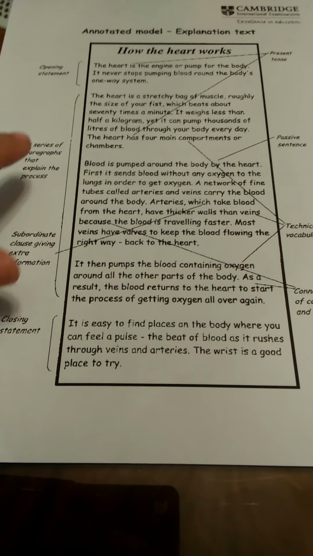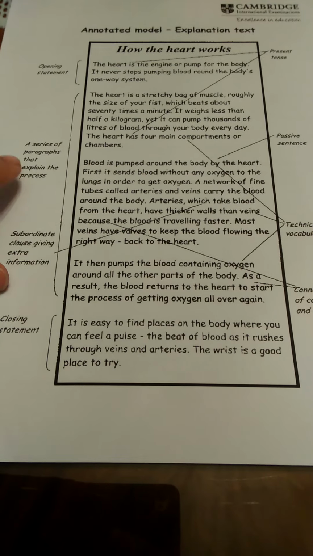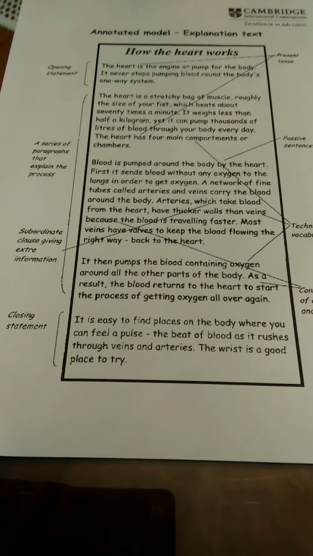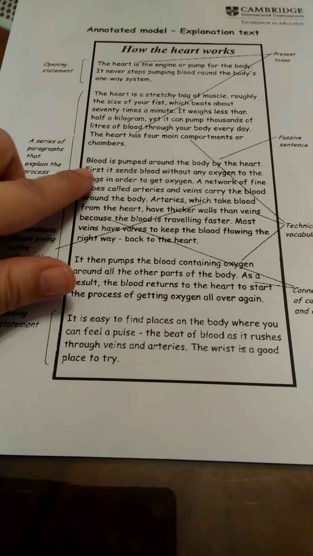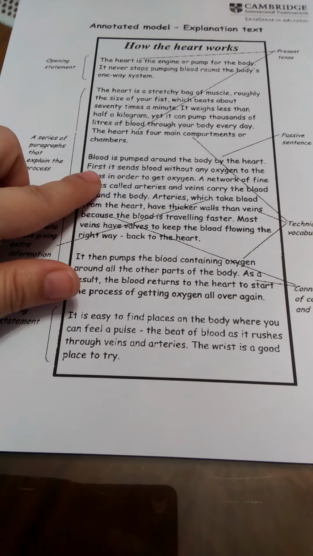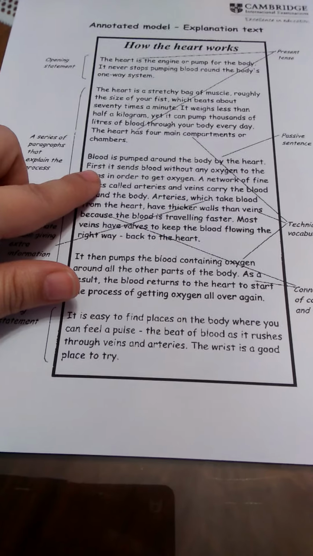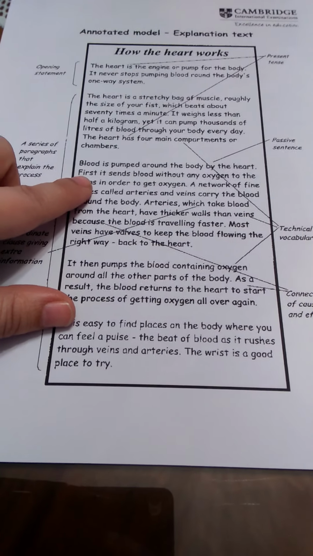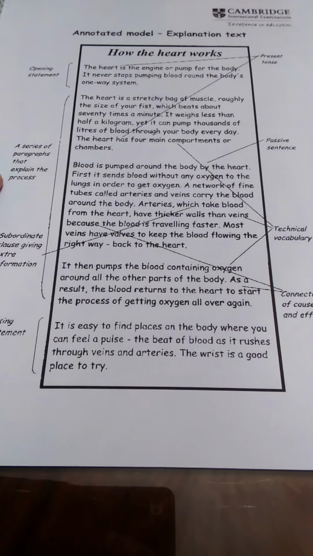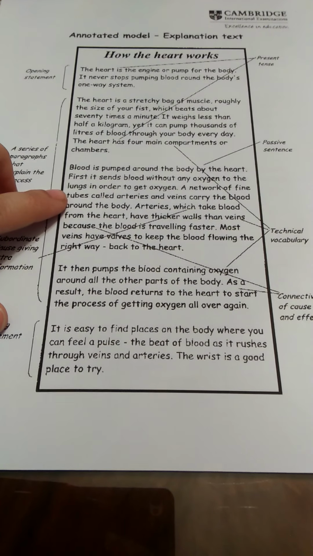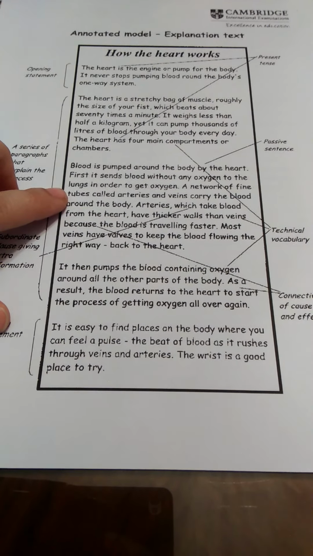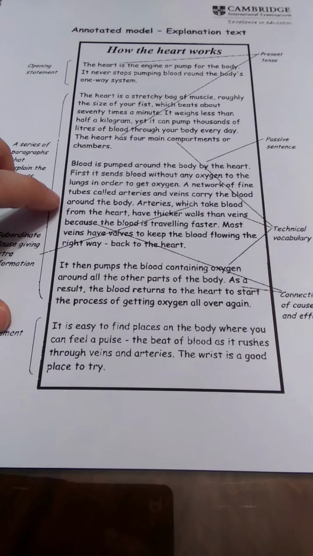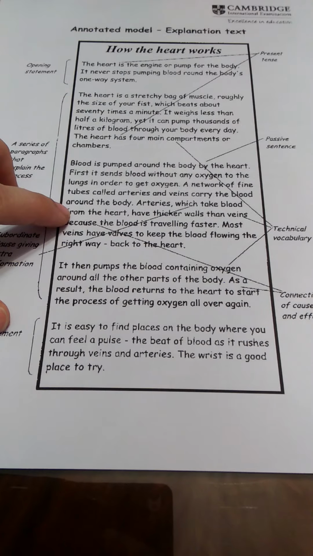You can find here, it's written, a series of paragraphs that explain the process. Blood is pumped around the body by the heart. First, this is a connective showing the time order or chronological order. First, it sends blood without oxygen to the lungs in order to get oxygen. A network of fine tubes called arteries and veins carry the blood around the body.